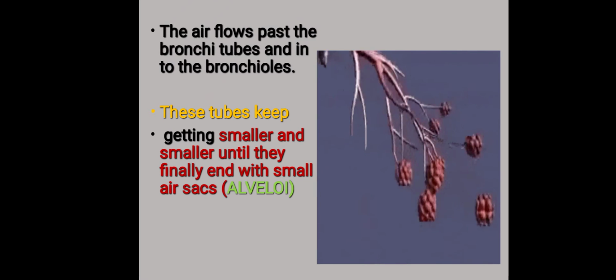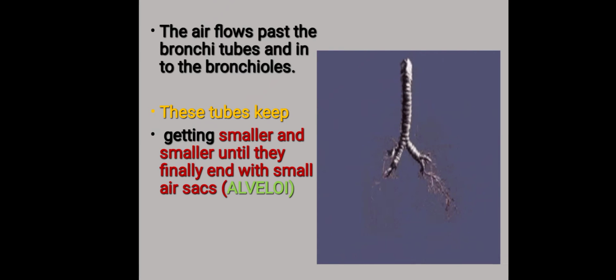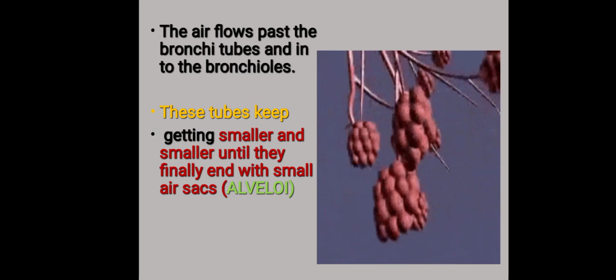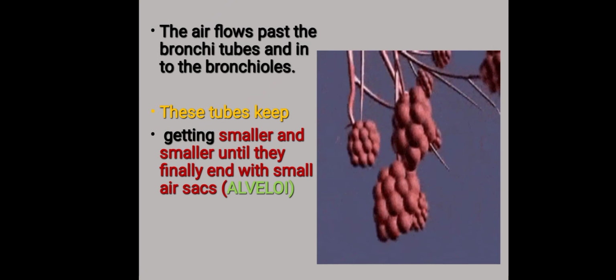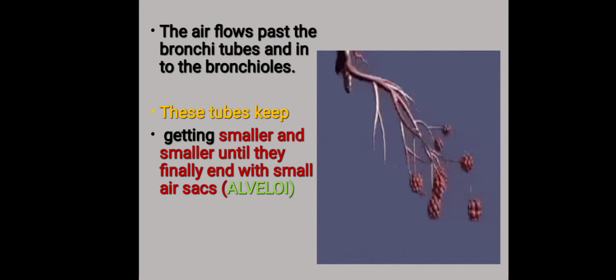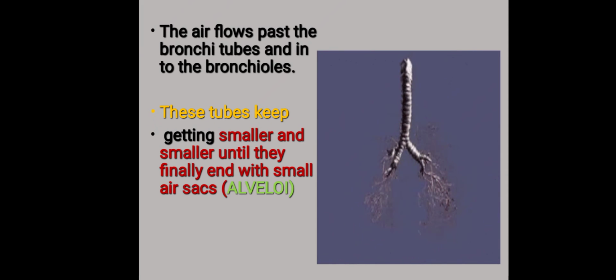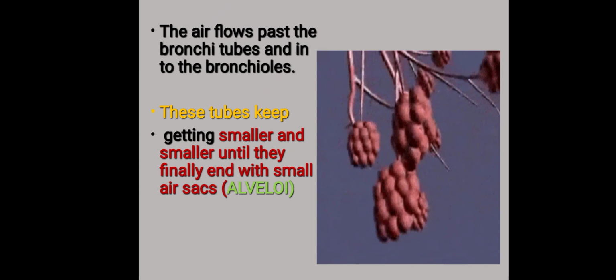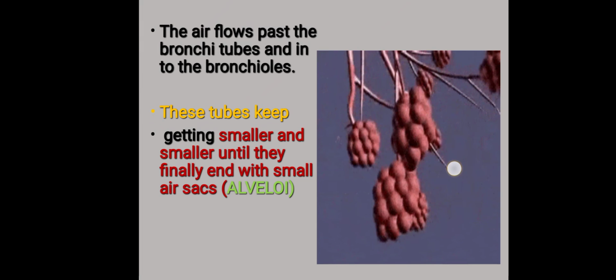The air flows past the bronchi tubes and into the bronchioles now. These tubes keep getting smaller and smaller until they finally end with small air sacs called alveoli, small pockets. You have the alveoli over there. The bronchioles extend to small pockets. This round one that you can see over here, these are air sacs or alveoli.